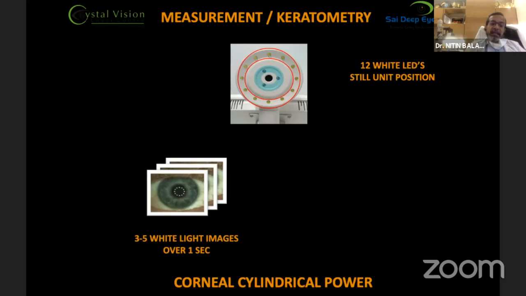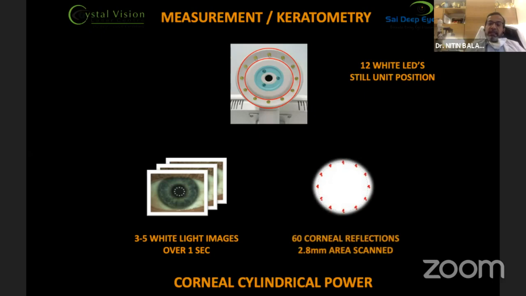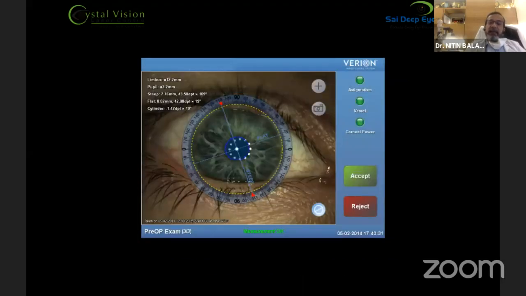It takes about a second, and it is done with the help of 3 to 5 white light images over an area of about 2.8 millimeters of the cornea, and with the help of the 60 corneal reflections. The end result after measurement is a picture like this, where you have the data of the limbus, that means the white to white, the pupillary data, the pupillary diameter, the steep and the flat K1, K2, along with the axis and the net cylinder.